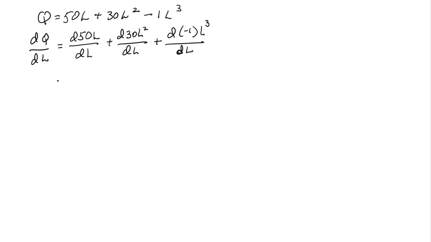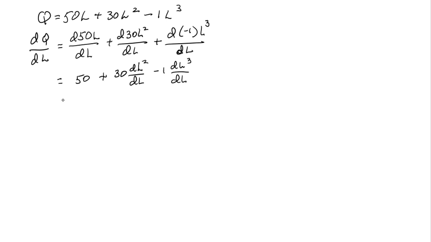So the first one is going to be 50, because that's a constant times a variable. The variable happens to be L. We're taking the derivative with respect to L. So 50 comes outside. DL, DL cancel. We get 50. So the first part of this derivative is 50. Then we go to the next one. And 30 comes outside. So it's d L squared over dL.